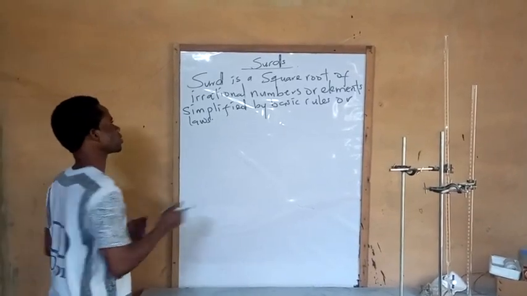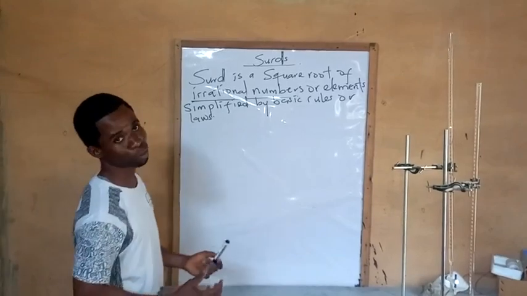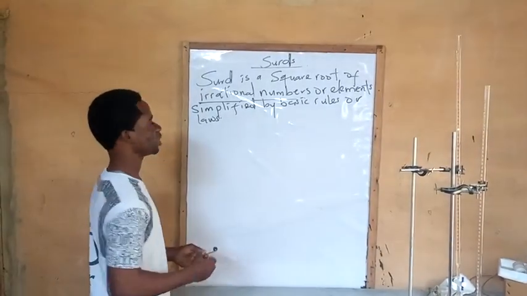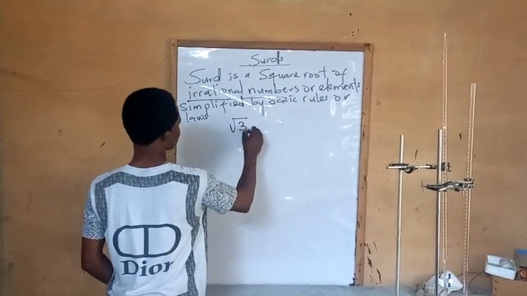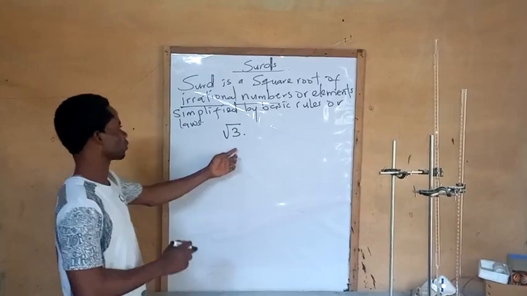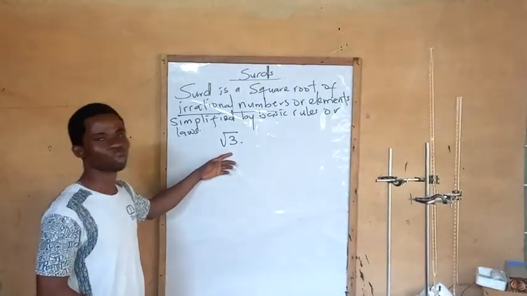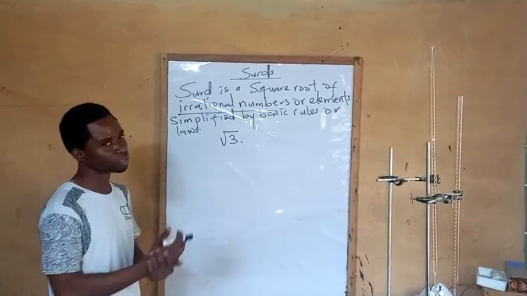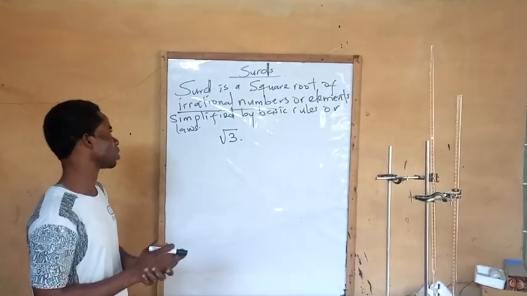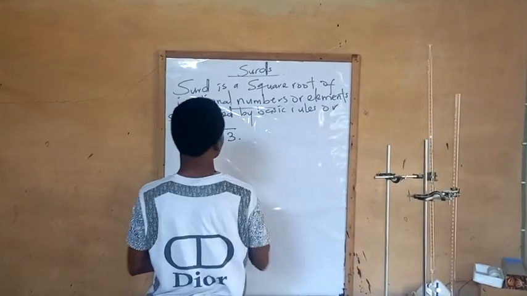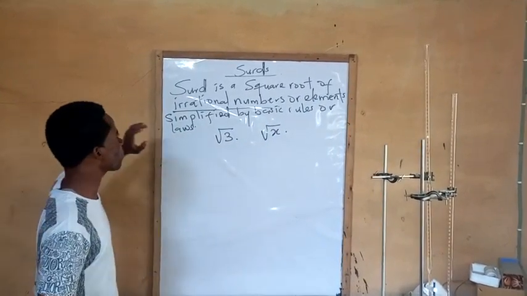When I say irrational numbers, what do I mean? It's a number that cannot be put in form of ratios, cannot be split. Like if I have the square root of 3, we can call this an irrational number because you cannot get the square root of 3. It's not possible, and you cannot split 3. And I say elements because it can only be in form of root of x. This is an element simplified by basic rules or laws.